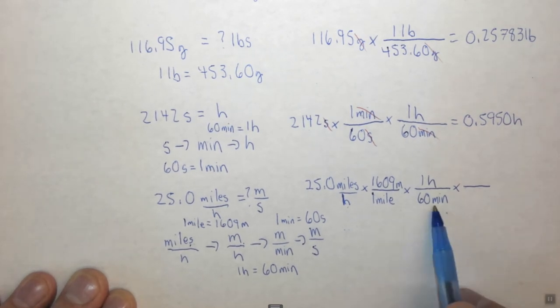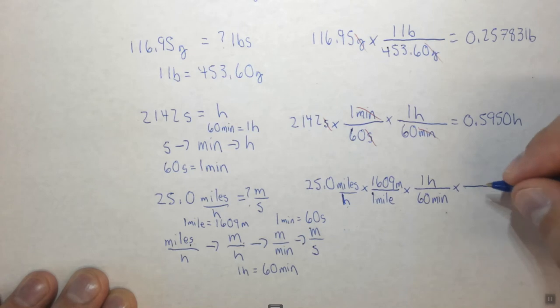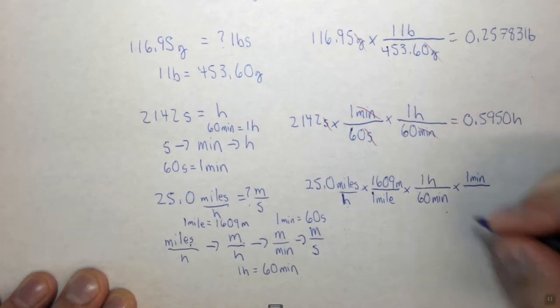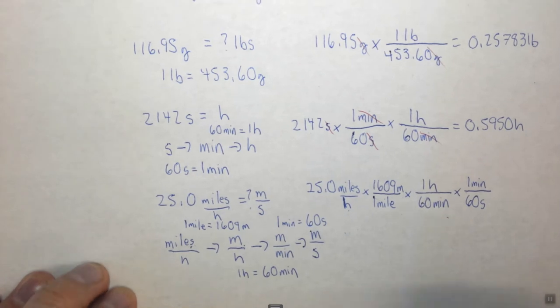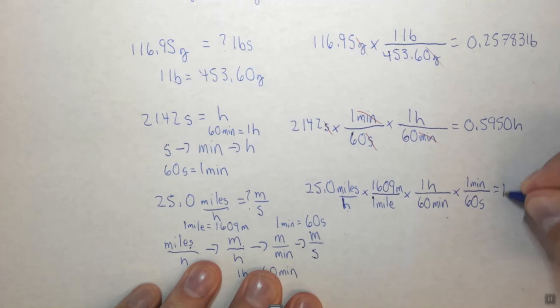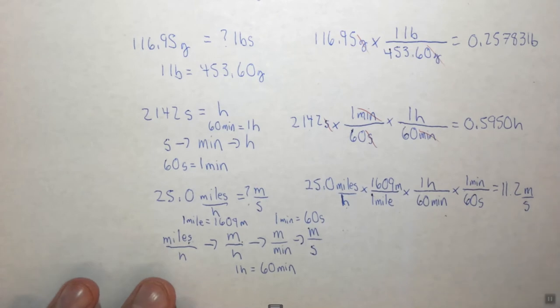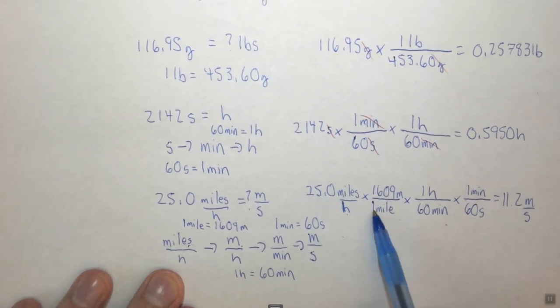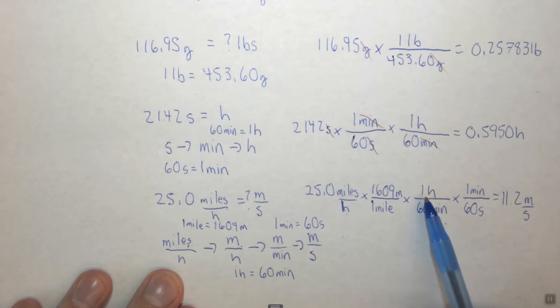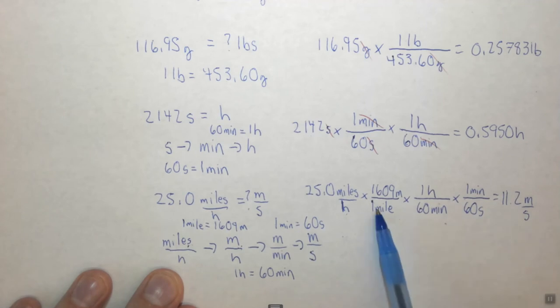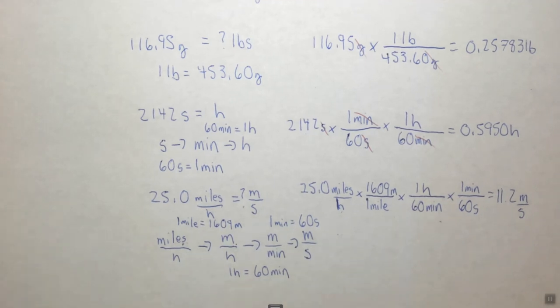I now want to get rid of minutes on the bottom. So I put the 1 minute on top and the 60 seconds on the bottom. When you do the math, you find out that this is 11.2 meters per second. Mathematically, to solve this, we multiply by the top, divide by the bottom, multiply by the top, divide by the bottom. Note that if it's 1, you don't actually need to punch that into your calculator, but we just repeat, multiply by the top, divide by the bottom, all the way through until we get the answer. Another way you could do this is multiply all the tops and then divide by the bottom one at a time. Mathematically, that is exactly the same thing.